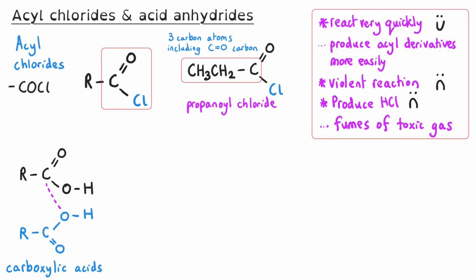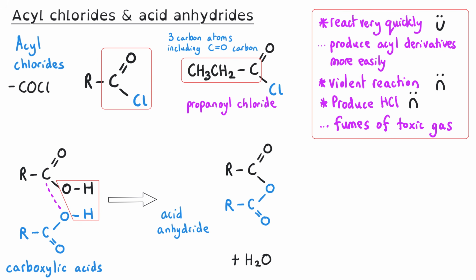These have joined together through one of the singly bonded oxygens in an OH group, and the H from this OH group and all of the other OH group in the other carboxylic acid have joined together to form water in a condensation reaction. And so we produce the acid anhydride and water when these 2 carboxylic acids come together.